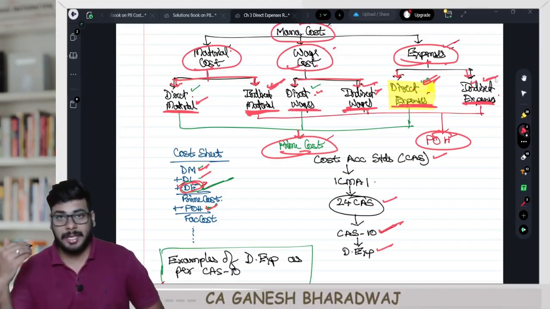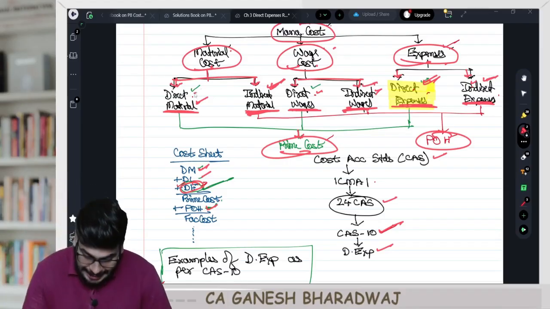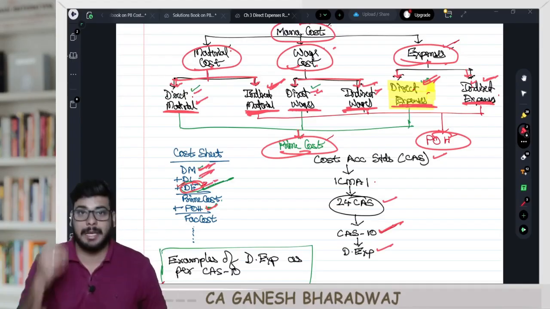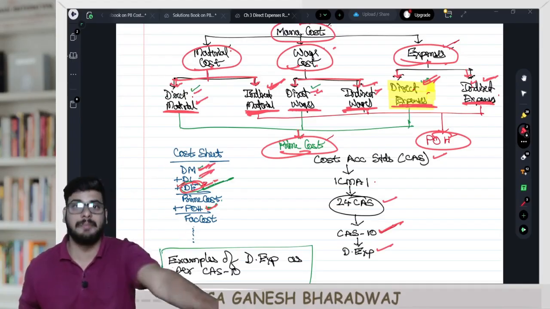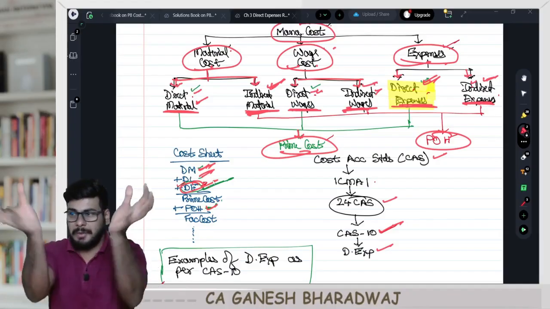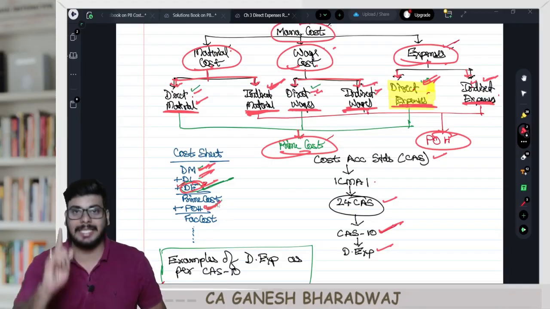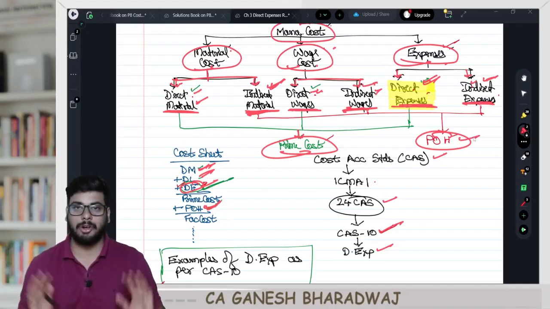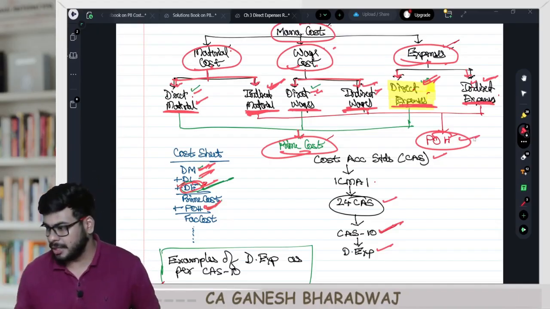So on the face of the cost sheet, the direct cost items will appear separately: direct material, direct labor, direct expense. Whereas the indirect manufacturing cost will be clubbed together and appear as a single figure called POH. Your indirect material plus indirect wages plus indirect expense clubbed together will be called POH. This is the background that I want to give.